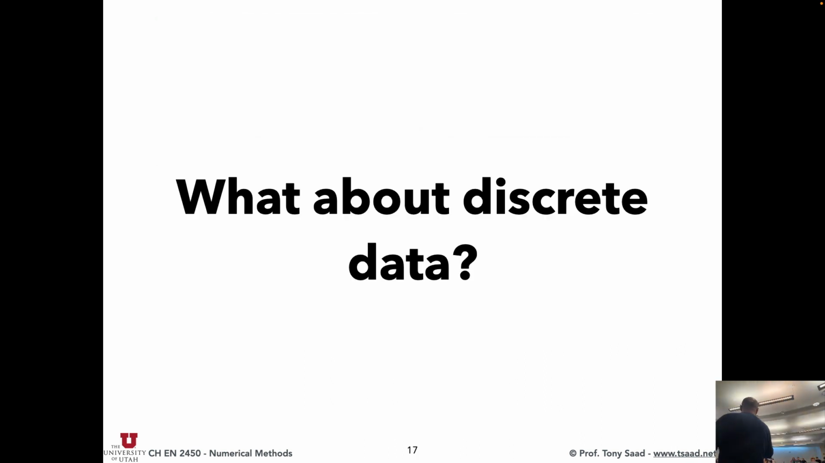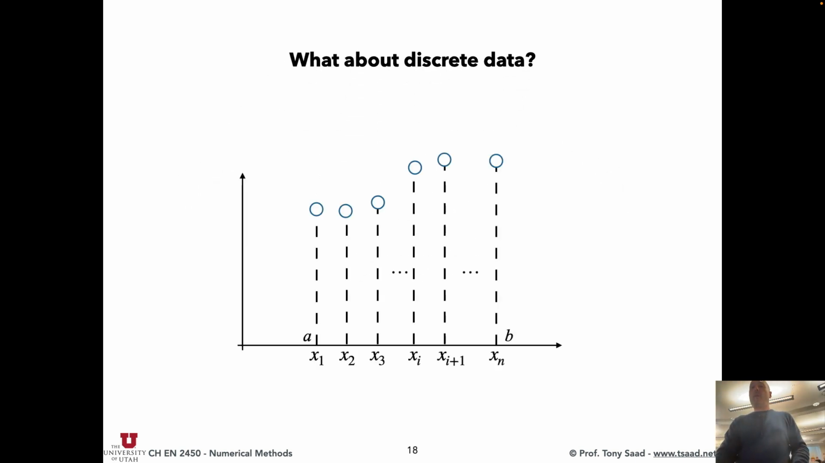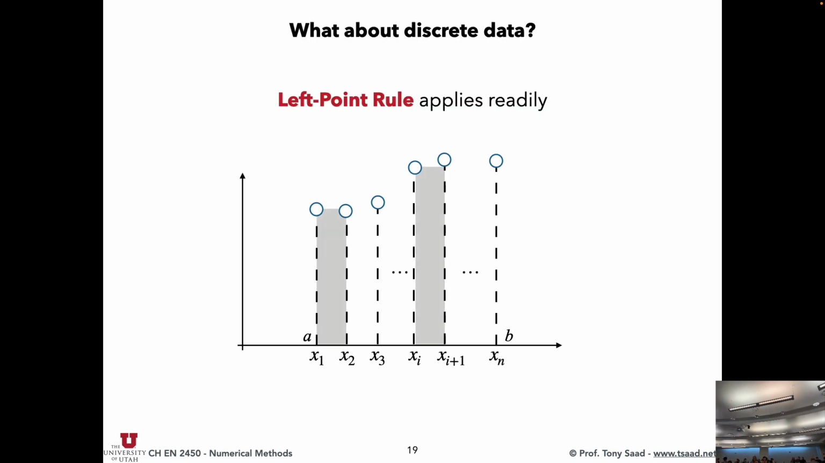All right, what about discrete data? Okay. So if you have some discrete data, and notice the data here is just shown as discrete data, equally or unequally spaced, then the left point rule applies readily because you can take every pair of points and take the point on the left, right? And then evaluate the area. So between x1 and x2, you take f at x1 and multiply it by x2 minus x1, and same thing here. Whether the data is equally spaced or not doesn't matter, right? Because it's just using one edge of the interval.